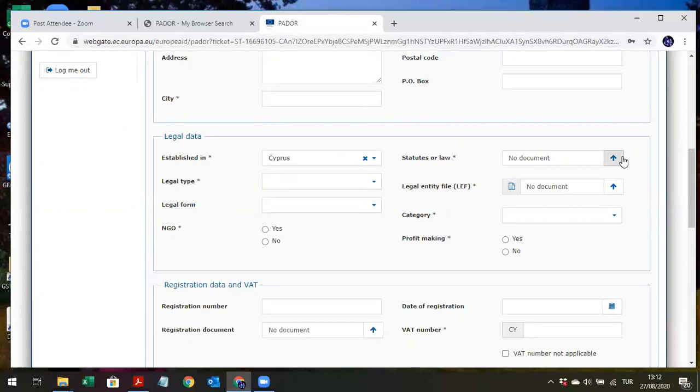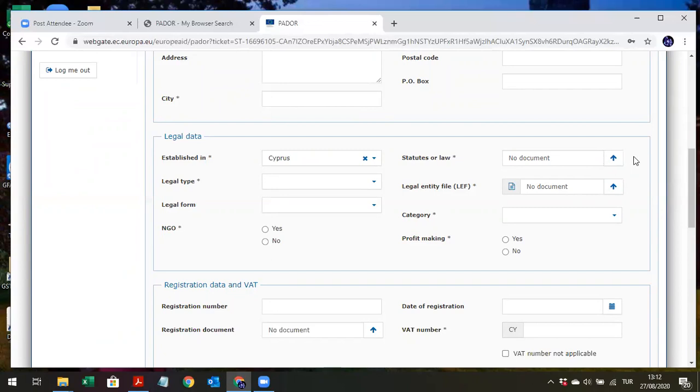So if the organization is legally created, it has a legal personality, we require you to upload the statutes, articles of association, whatever is the legal document of establishment of this particular organization, because it can be like unions, chambers, associations.